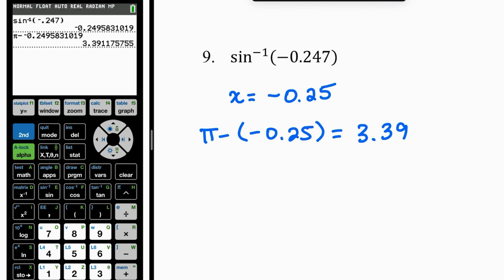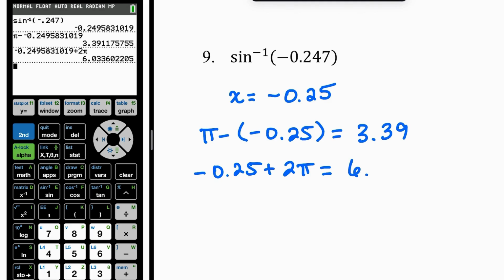How do I get another angle for this? Well, you don't do the supplement of that. You do the coterminal of the negative angle that you have. The coterminal is adding a full circle to it to make the angle positive. So I'm going to go up here, copy and paste the angle that the calculator gave me, and find the coterminal angle by adding 2 pi to it. So 6.03. And those are 2 angles.